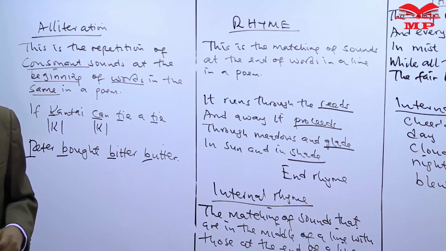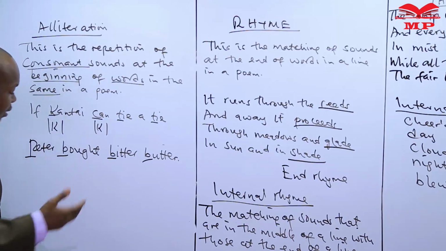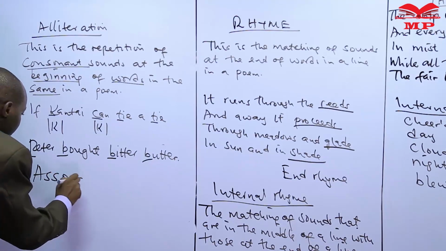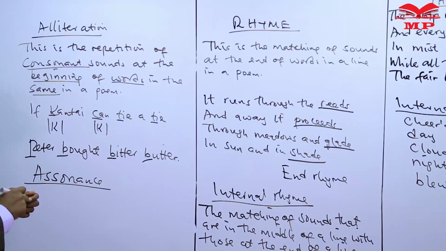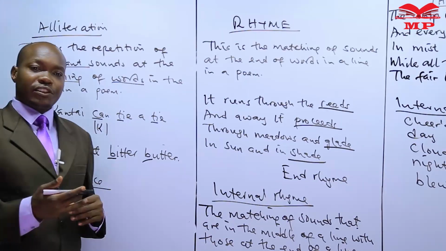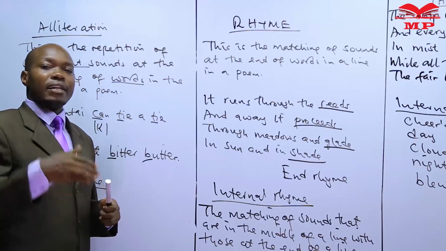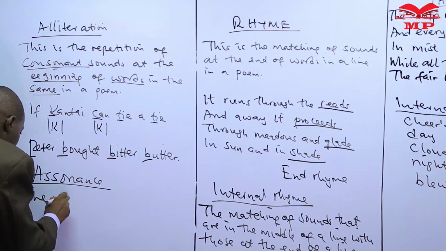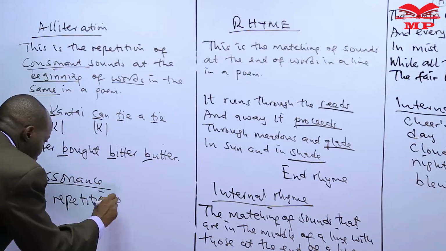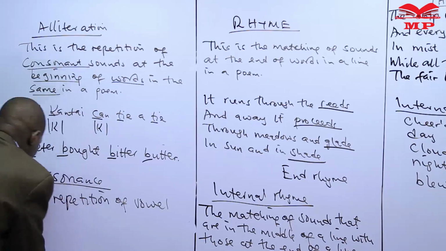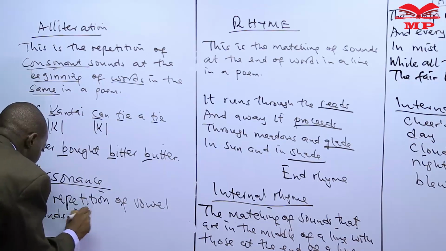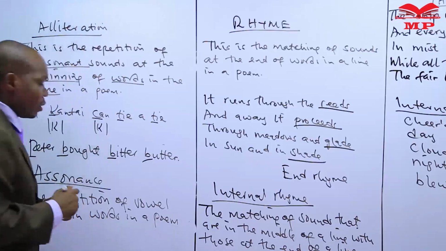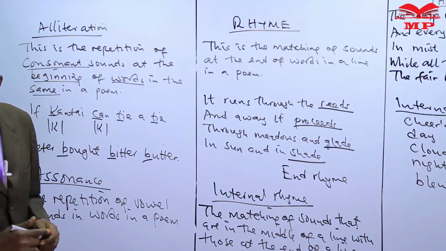Now, another example, another style we call assonance. Unlike alliteration, where we're repeating consonant sounds, in assonance we are repeating vowel sounds. So this is the repetition of vowel sounds in words in a poem. We are repeating vowel sounds in words in a poem.